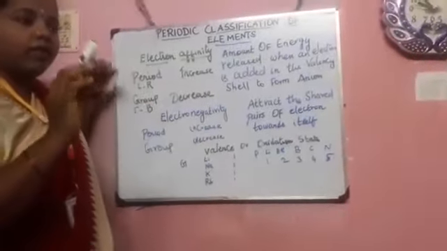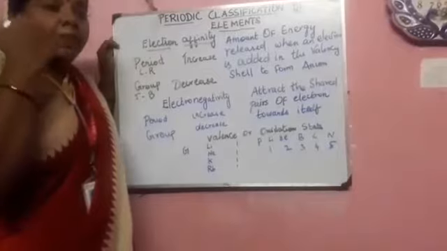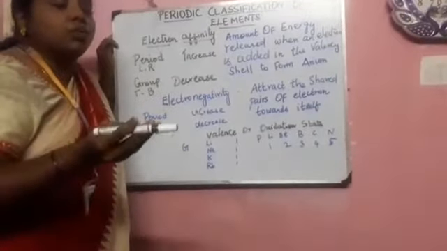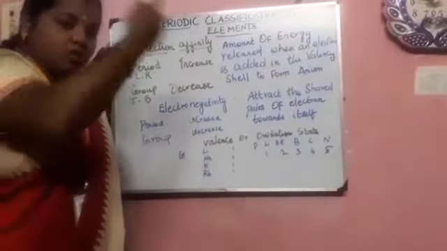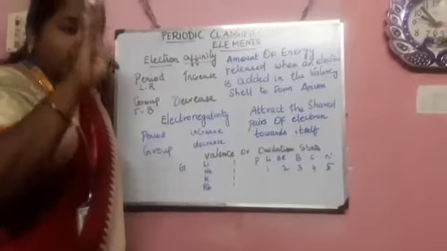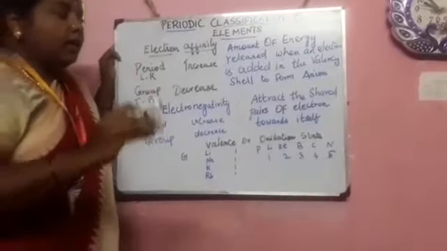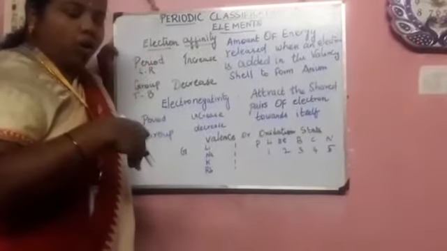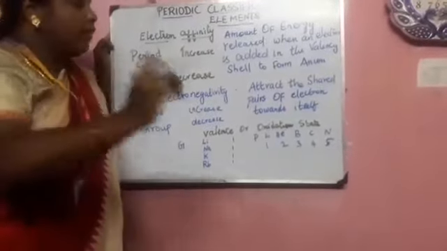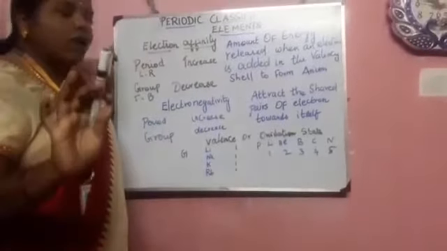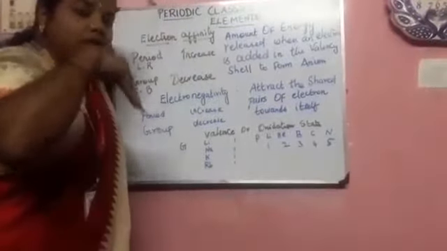I told you that the outermost shell is called the valence shell. To attain a stable position, an atom either adds electrons or removes electrons, and the valence shell should be in a stable position. When we add an electron, we need energy, and that energy should be a minimum quantity. That is called electron affinity. So electron affinity is nothing but the minimum amount of energy involved in adding an electron to the valence shell.